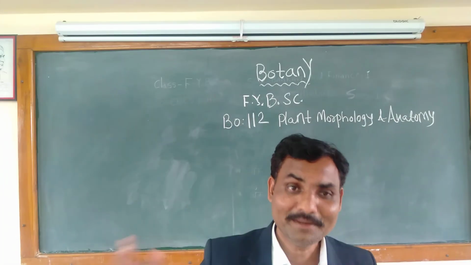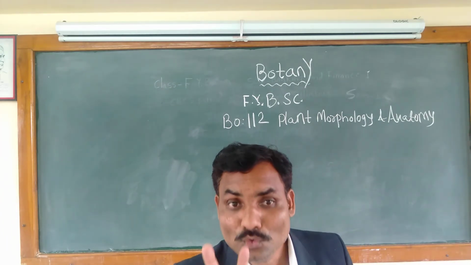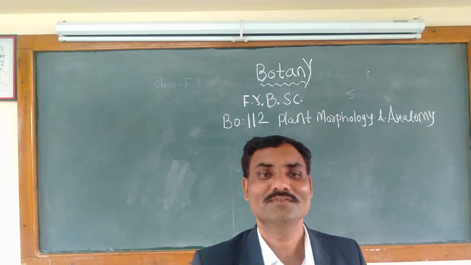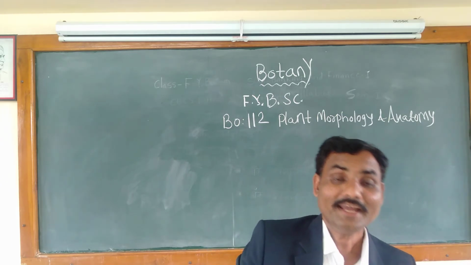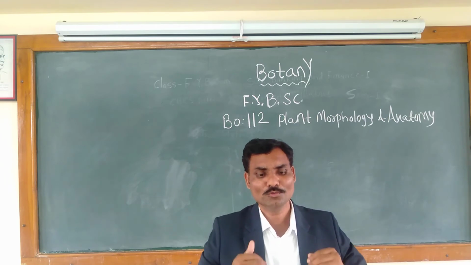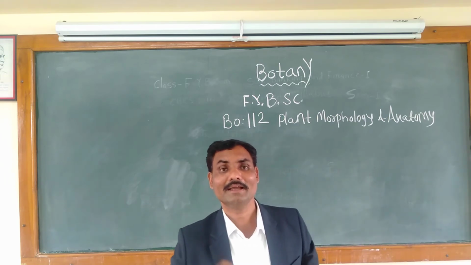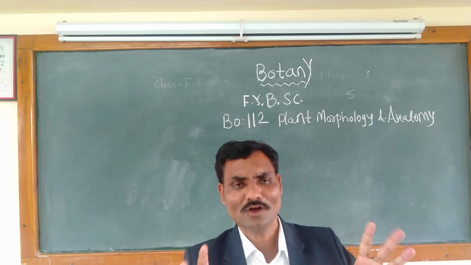Bilabiate corolla. Bi means two, labiate means lobes. There are two lobes to this corolla. Then tubular corolla, it looks like a tube. And campanulate corolla. In this way there are different types of corollas.